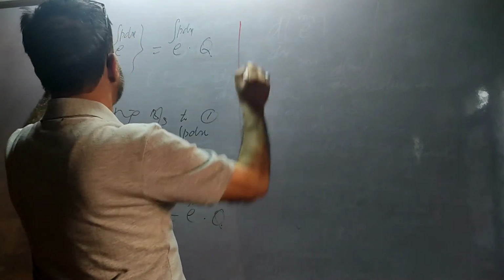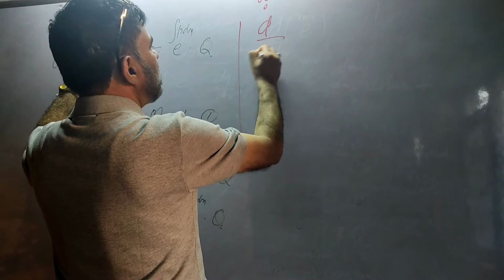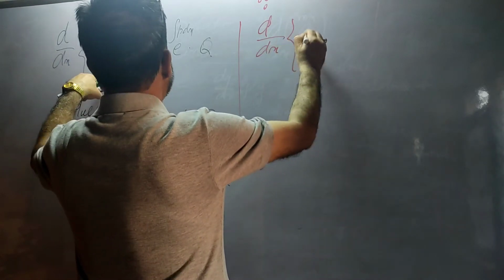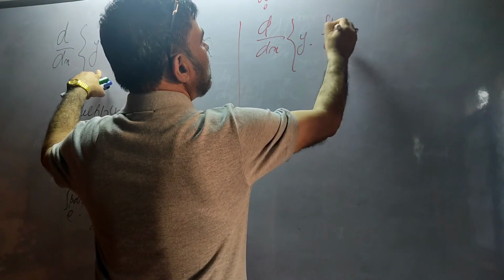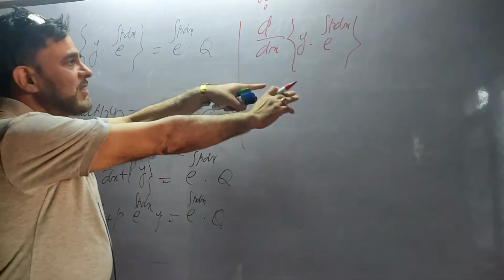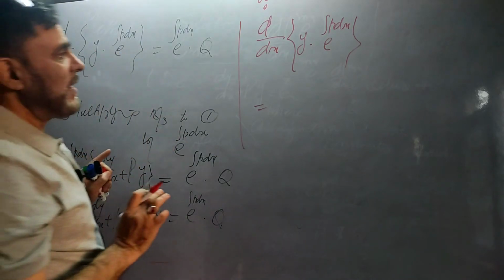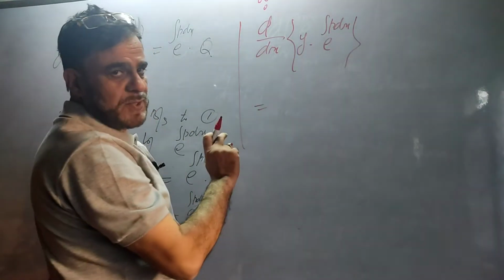What is my differentiation with respect to x of y e raised power integral of p dx? You see what is this? I am differentiating this. I am actually explaining to you how this becomes this thing. Okay, let me see. Apply product rule.